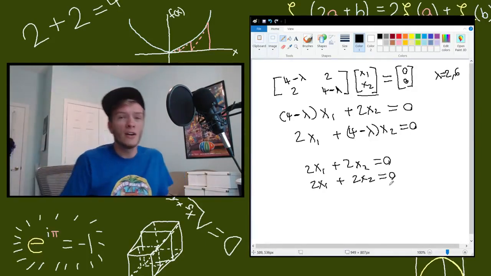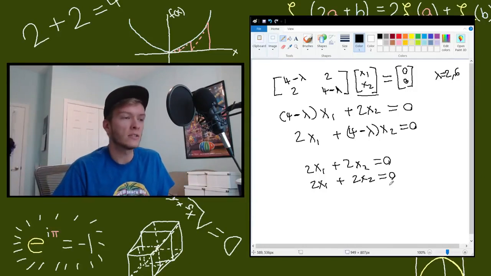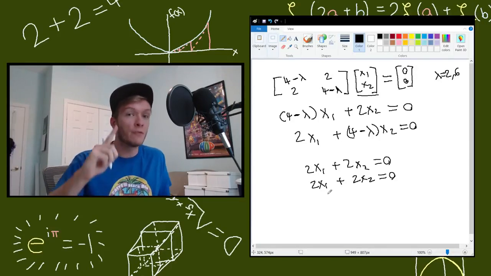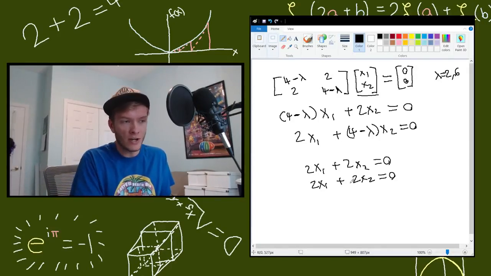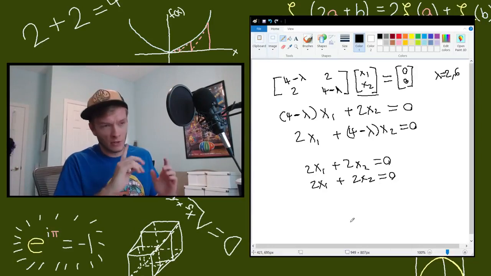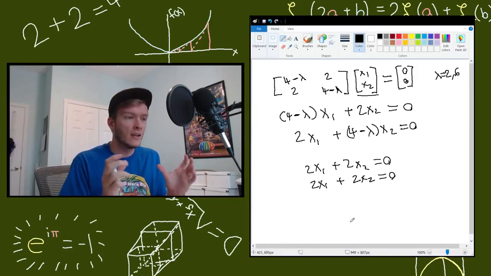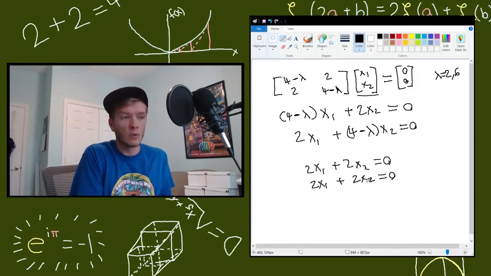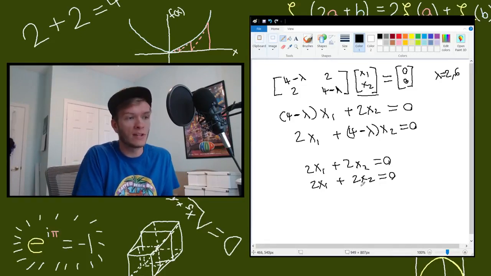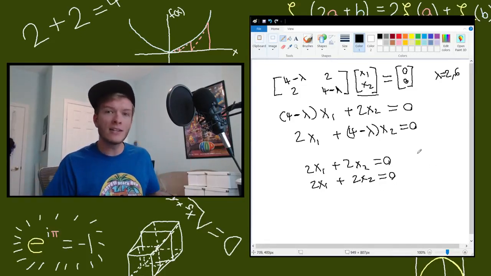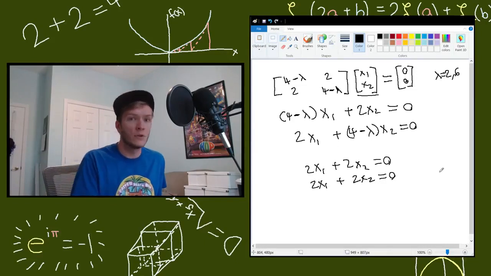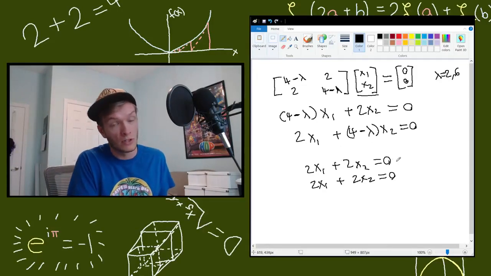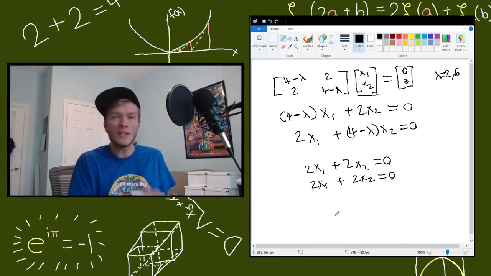Now, you may realize that this is somewhat of a problem when we're actually trying to solve for values in a system of equations, because it turns out that we only have one equation to work with. These two equations are the same equation. Sometimes what you'll see is that you will have a scalar multiplied into one. So maybe this would be 4x1 plus 4x2 is equal to 0. But in the end, it's the same equation. You can just factor that out. Like in this case, you could factor out the 2. You would just have x1 plus x2 is equal to 0. So what does this mean?